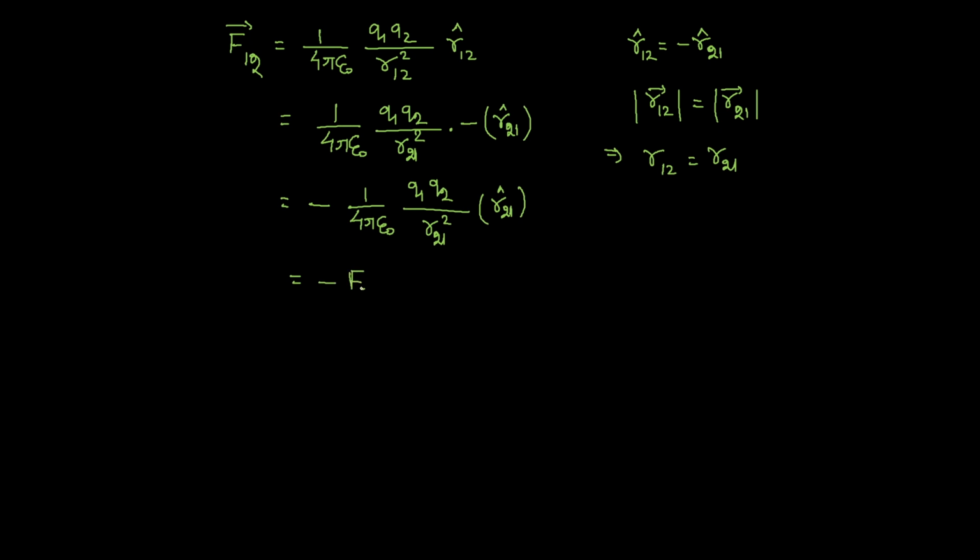This is F21. What does it mean? We get F12 equal to minus F21. That is, the two forces acting on the charge particles Q1 and Q2 are equal and opposite to each other. That is, they obey Newton's third law. Newton's third law. This is all about vector form of Coulomb's law.